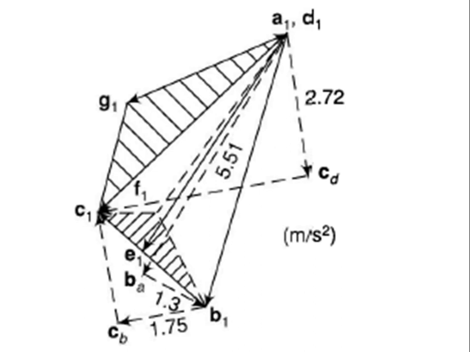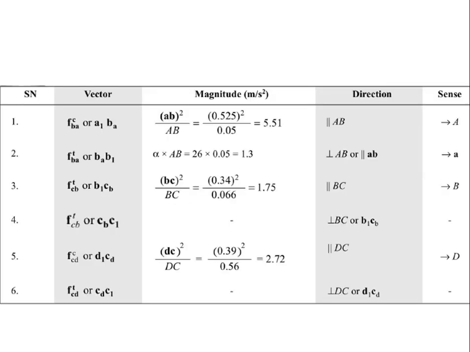Okay, then after drawing 1.75, the next value is FTCB, which is unknown. You don't know the value. Then it is a blank, but you know the direction. You don't know the magnitude, but you know the direction.